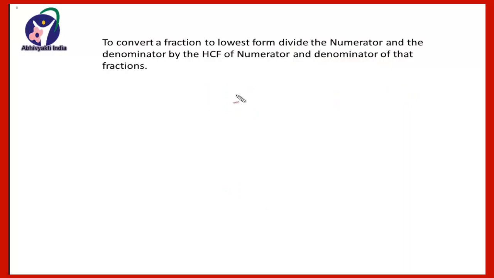Now take another example. It is 45 by 24. Find the HCF of 45 and 24, and that HCF is 3. And therefore divide 45 by 3 and 24 by 3. After dividing, you get 15 by 8. And therefore the lowest form of the fractional number is 15 by 8. This is rule number 3.